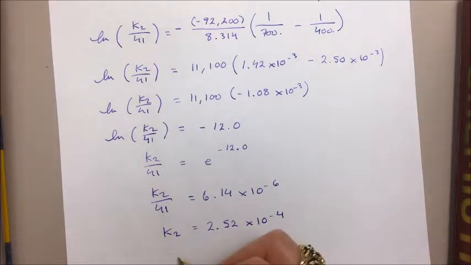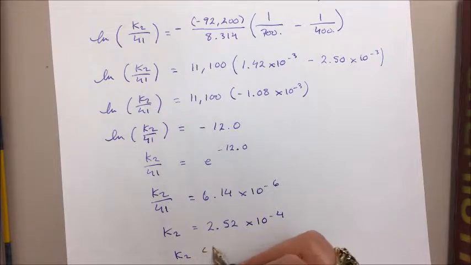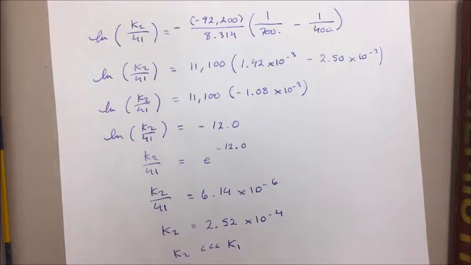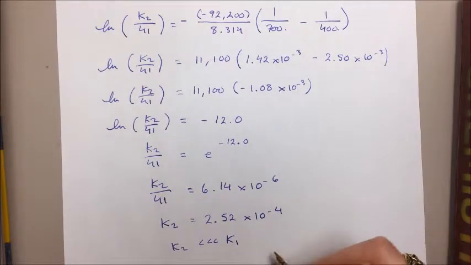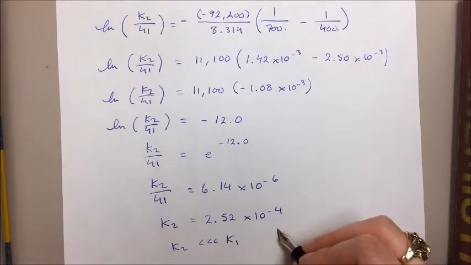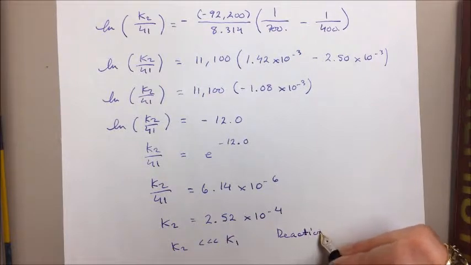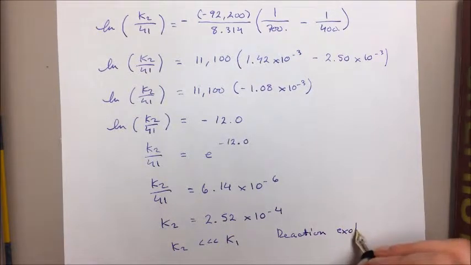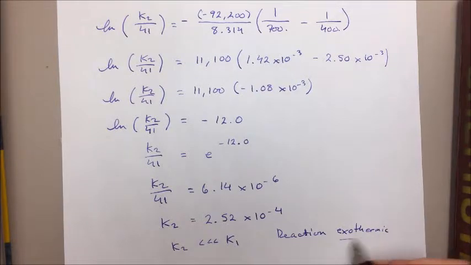So take note, K2 is quite a lot smaller than K1. Our K1 was 41. And this makes sense because our reaction is exothermic. We would expect the K to decrease with increasing temperature. So there's our common sense check.